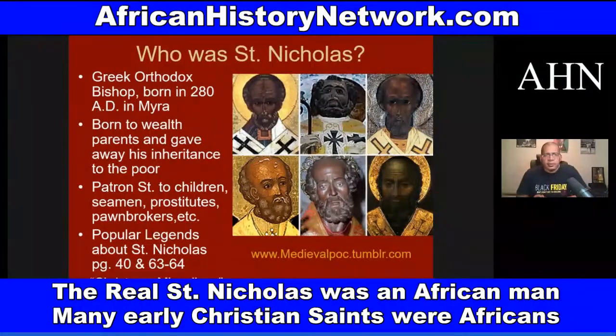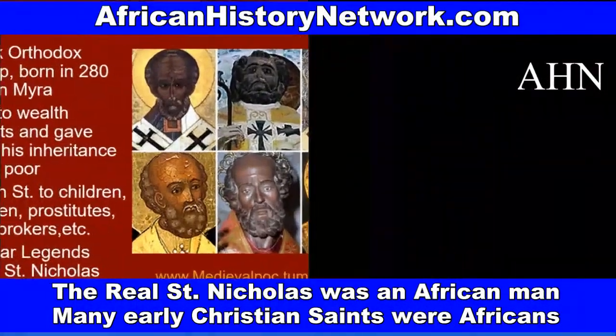So Saint Nicholas was a Greek Orthodox bishop born in Myra, present-day Turkey, about 280 AD, Common Era. Born to wealthy parents and gave away his inheritance to the poor. He's a patron saint to children, seamen, prostitutes, and pawnbrokers. He was said to watch over these groups of people. Okay, patron saint. And he was the patron saint to children, seamen, prostitutes, pawnbrokers.